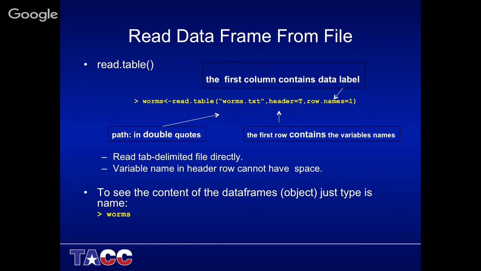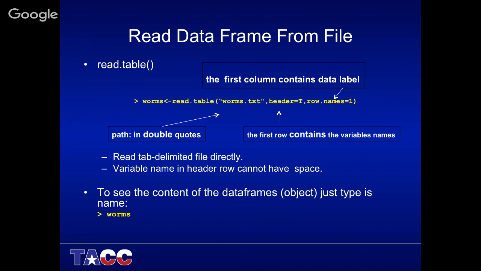By default, it assumes a tab delimited file, but you can also specify that. I think it also takes comma separated. I've used comma separated files before, and it does take comma separated as well. And once you've assigned it, so we're using the old assignment operator. Maybe this is a slightly older slide, but you could just use worms equals read.table and the rest of it.